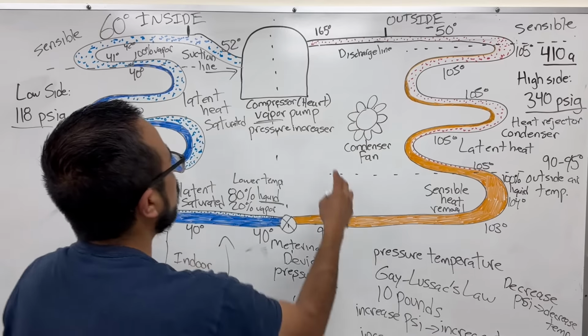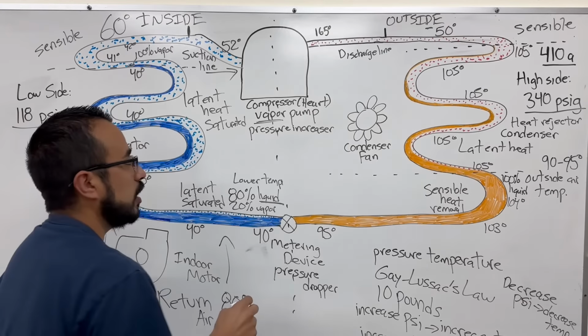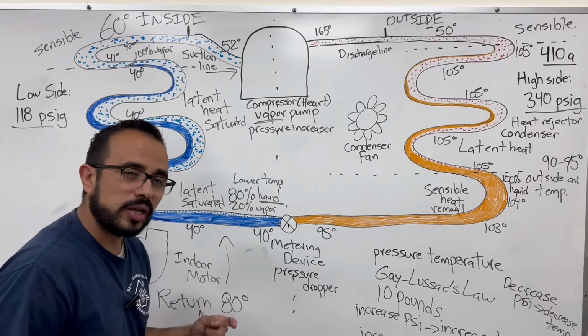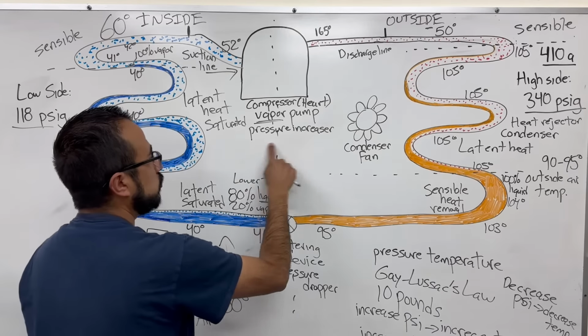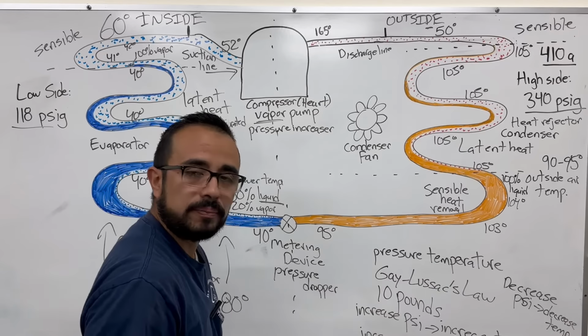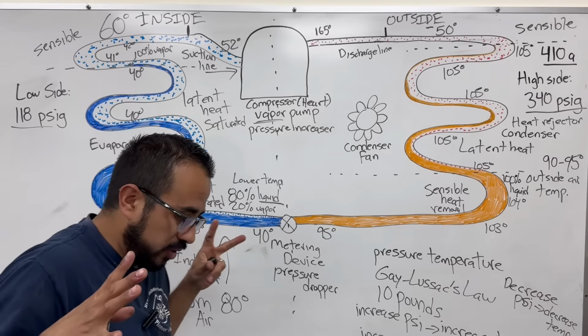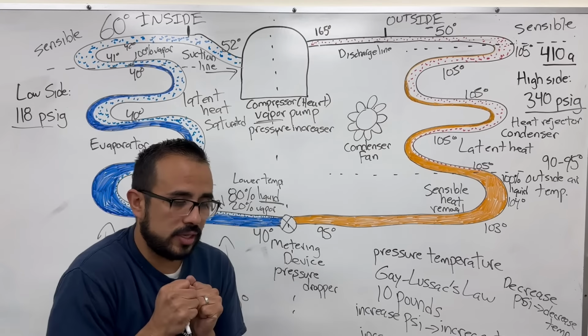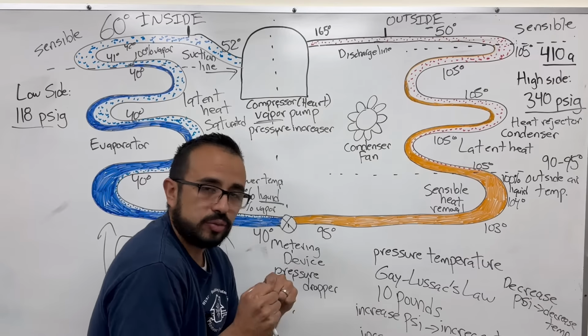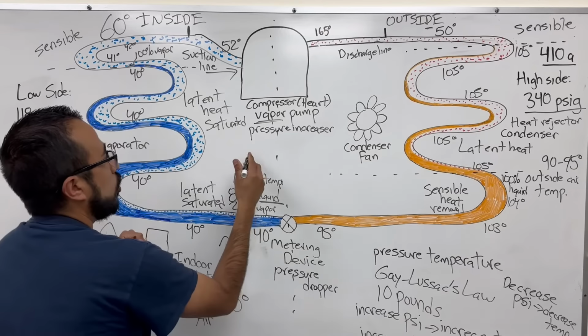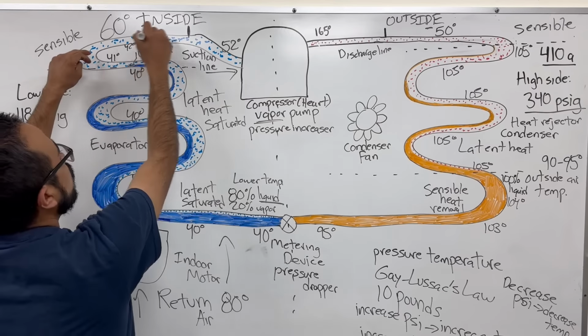Now, the reason why the discharge line is hot to the touch is three things primarily. Pressure increases, right? We talked about Gay-Lussac's law. Vapor molecules go into the discharge line, they're all fighting, and pressure increases. Hence, we increase temperature.